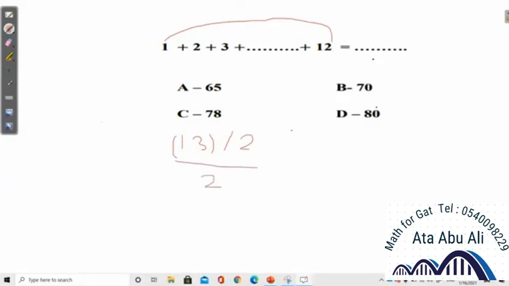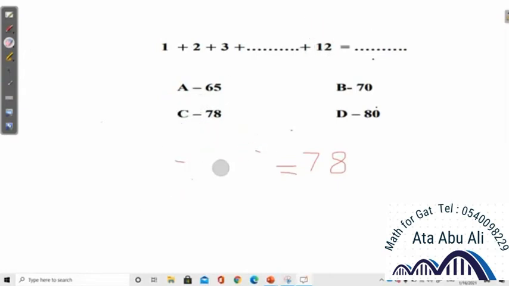Now, as you know, I simplify 12 by 2 is 6, and 2 divided by 2 is 1. Then I multiply 13 times 6, which is equal to what here? 13 times 6 is 78. So the answer is equal to 78. Always you have to do the same thing. You add the first number with the last, times the last number, all divided by 2.